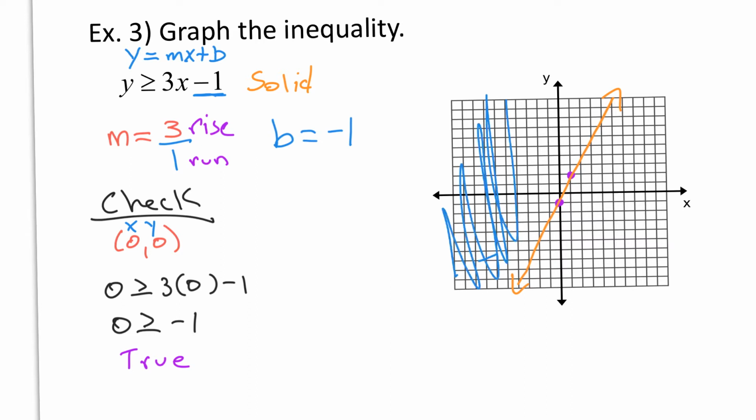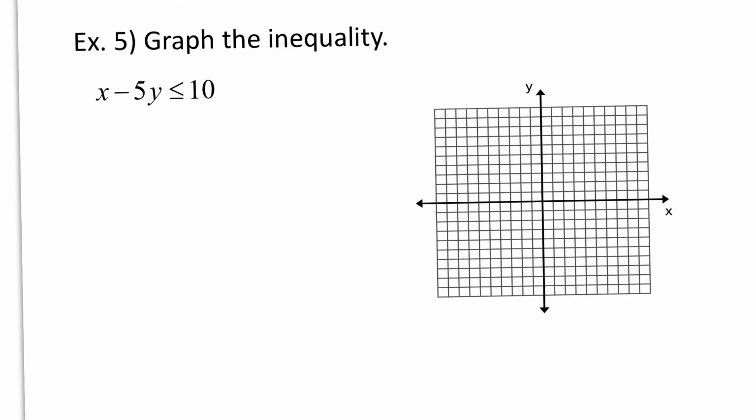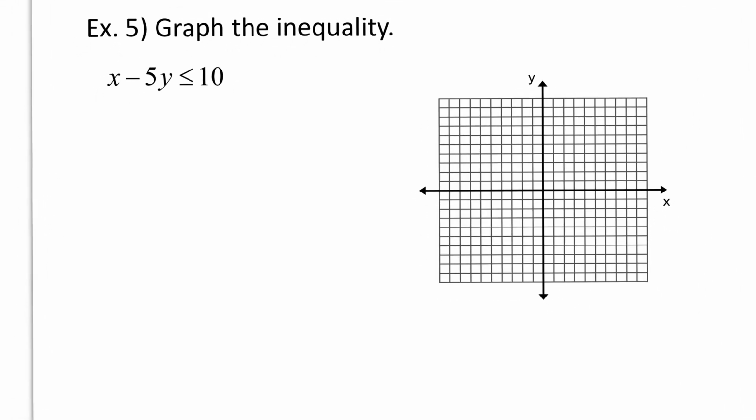And you shade all the top. Now, if y is not by itself, look at this inequality, x minus 5y is less than or equal to 10. You guys need to get y by itself so we can find the slope, we can find the y-intercept, and then you guys graph the line.